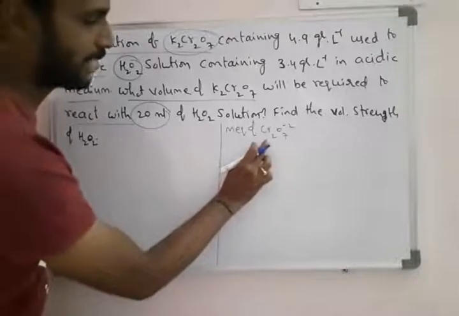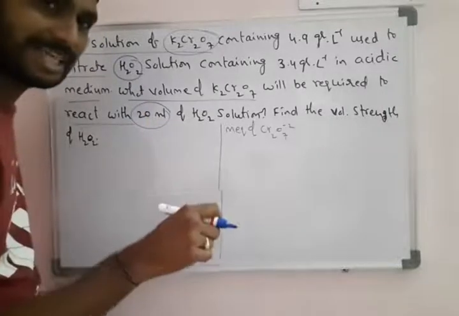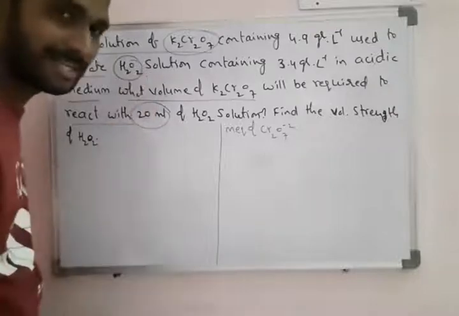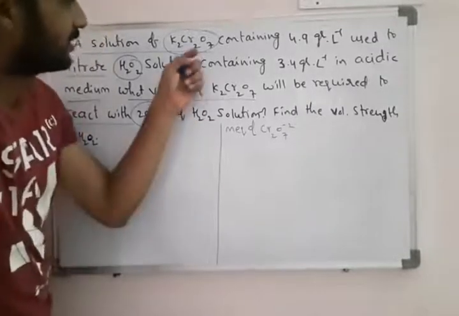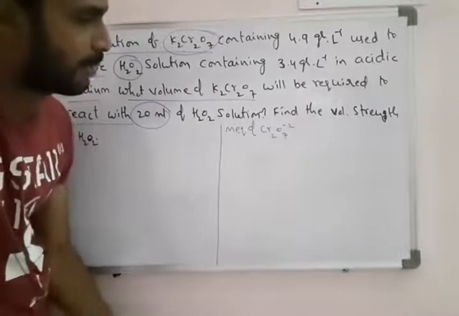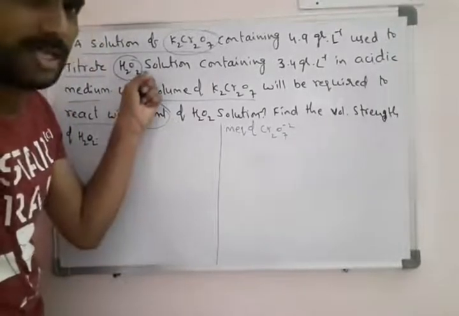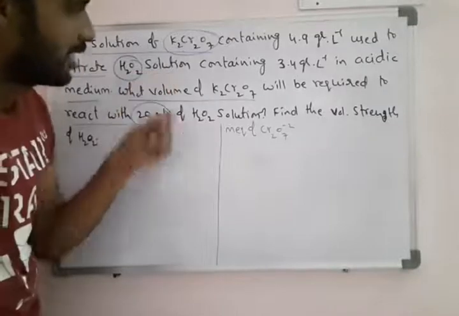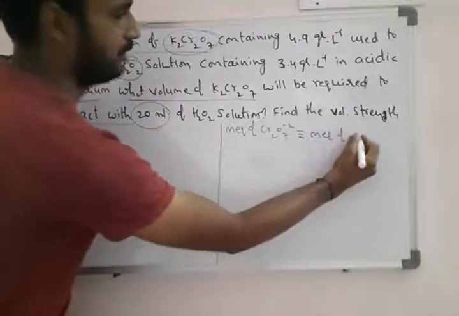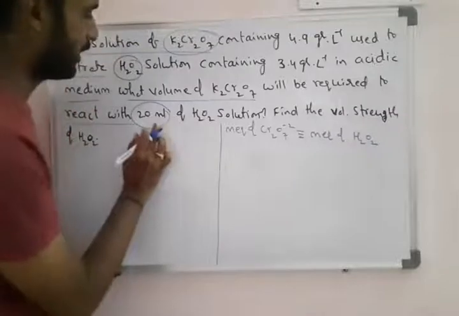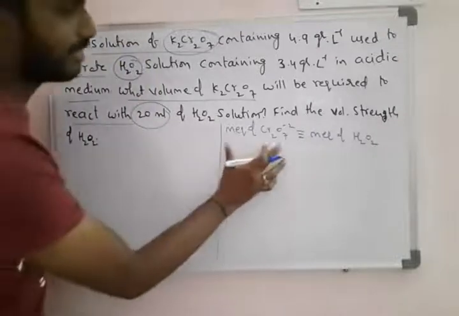Here actually the dichromate part of potassium dichromate is reduced to Cr plus 3 by hydrogen peroxide. Whereas in the earlier problem, hydrogen peroxide acted as an oxidizing agent by changing iodide into iodine. But here the dichromate is changed to chromium ion. Chromium plus 6 is converted to plus 3. Here it is reduced by hydrogen peroxide, meaning in this reaction hydrogen peroxide acts as a reducing agent. It is exactly equal to the milliequivalents of hydrogen peroxide, because this 20 ml of hydrogen peroxide should completely react with this potassium dichromate. So we can equalize their milliequivalents.